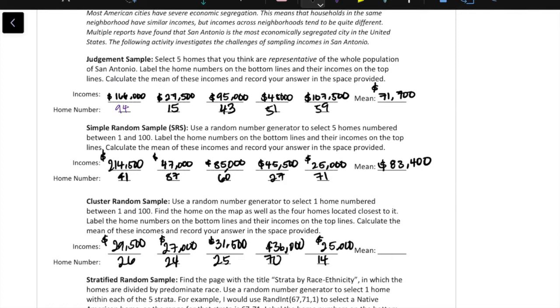House 26 had an income of 29,500. House 24 had an income of 27,000. House 25 had an income of 31,500. House 70 had an income of 36,000. And house 14 had an income of 25,000. So now I'm going to find the mean by adding up all these numbers and dividing by 5. And when I do this, I get a mean of 29,800.